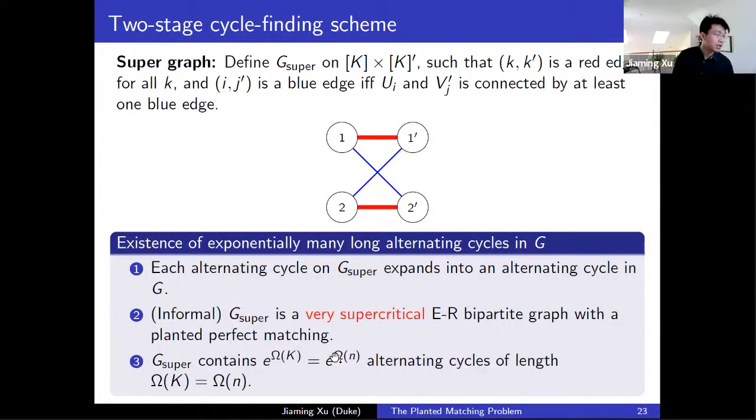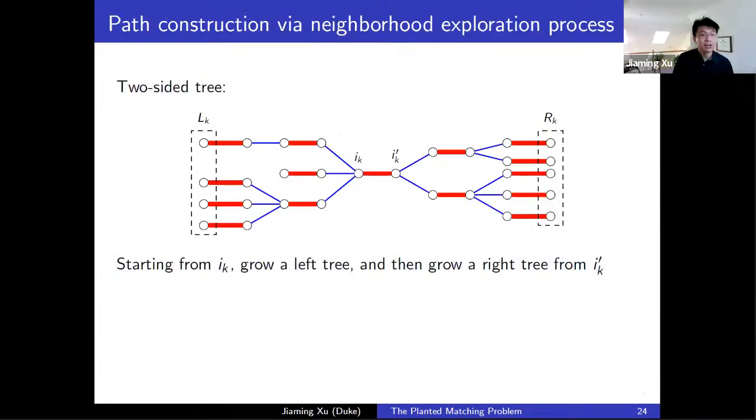Now, after we found this, we can expand this to the alternating cycle in the original graph, and then we get what we need at the beginning. Okay, but there's something I haven't told you, which is how I constructed the path in the first stage. So let me mention that.